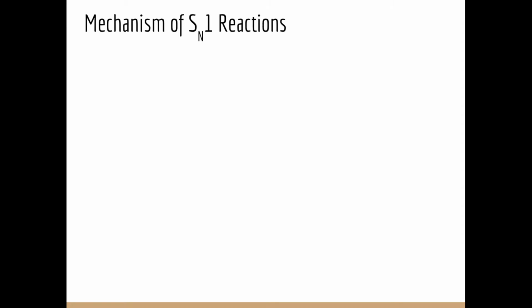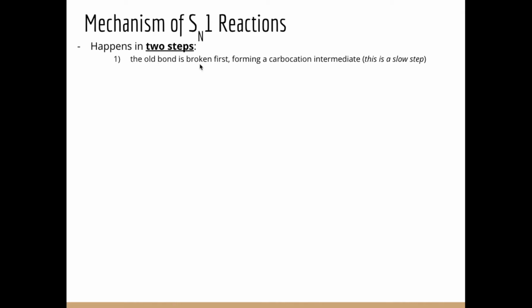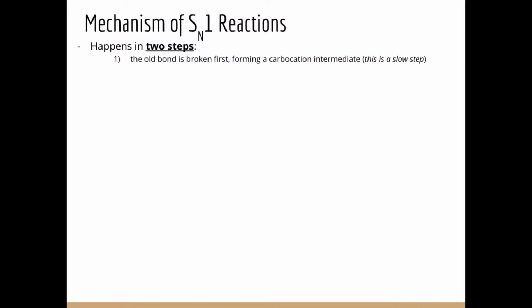Let's now compare that to our SN1 reaction that we said occurs in 2 steps. The first step involves the initial breaking of the old bond. So in this case, our halogen leaves and that initial bond is broken, and this gives a carbocation intermediate. So this is why this happens in the tertiary carbocations, because they're much more stable when compared to the primary carbocations. This is a slow step.